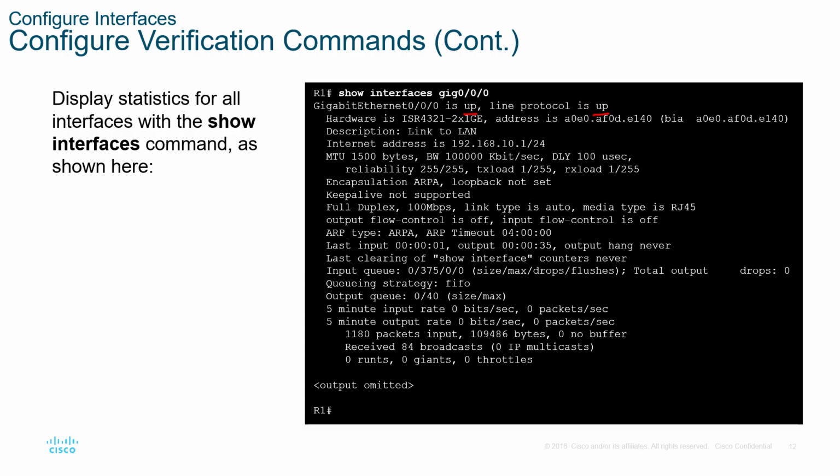The next thing I want you to identify, now it says the hardware here is ISR 4321, so that is the model of the device. The address here is the BIA. You guys just did a lab with this identifying the MAC address. So don't forget, BIA is your MAC address. It is the burned-in address.